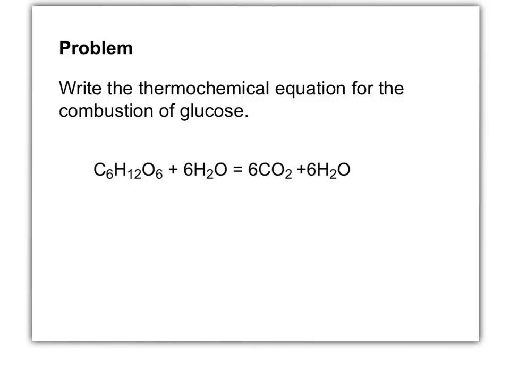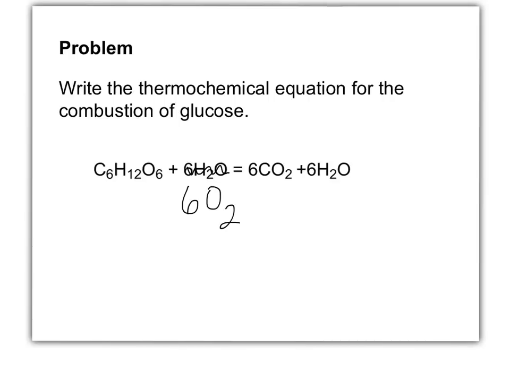Okay, so here's our example. It says to write the thermochemical equation for the combustion of glucose. And of course, as you can see, I've made a mistake here. So instead of this being H2O, that should be 6O2. Obviously, combustion is something plus O2 yields CO2 and H2O. So here's the combustion of glucose.